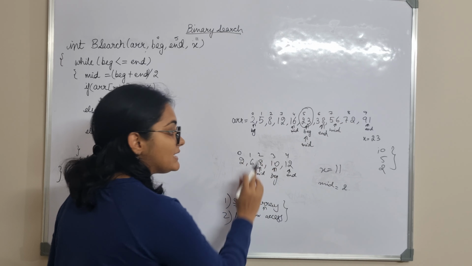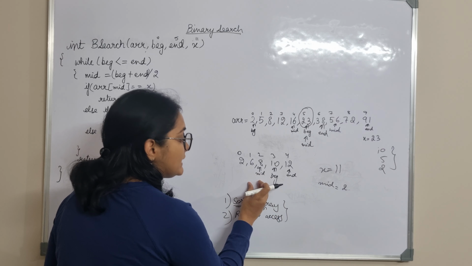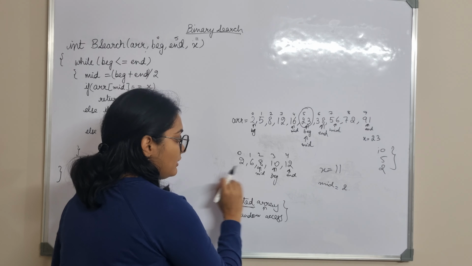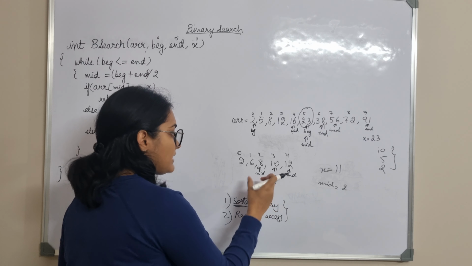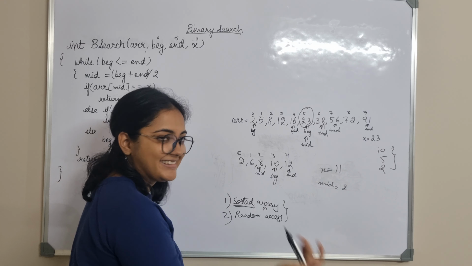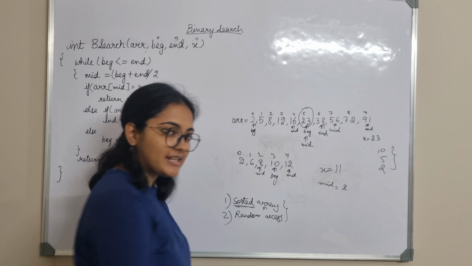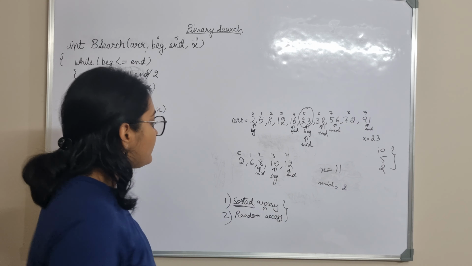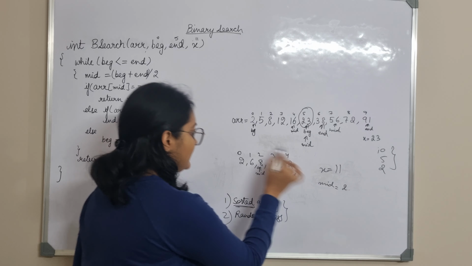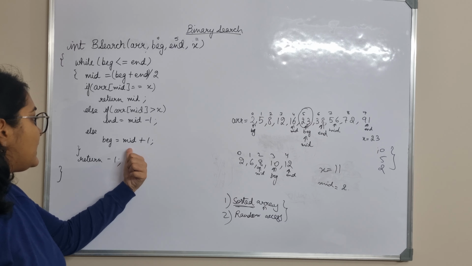Since our middle element is smaller than x, it is telling it to go search in the right half. Okay. Now we have beginning as 3 and end as 4. That is what we do: beginning is equal to mid plus 1.